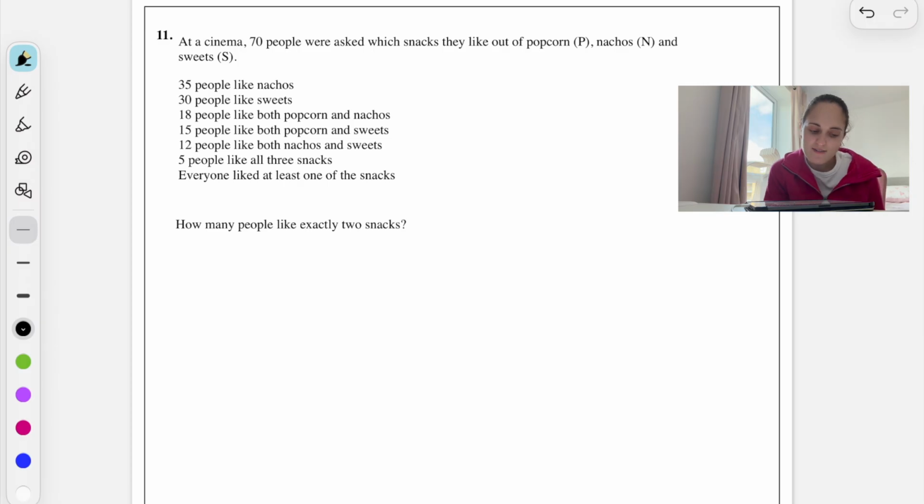This next question here we have, at a cinema, 70 people are asked which snacks they prefer out of popcorn, nachos and sweets. We have a bunch of information and we need to work out how many people like exactly 2 snacks. So to answer this question, I'm going to first draw out my Venn diagram.